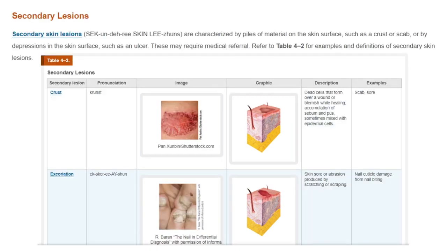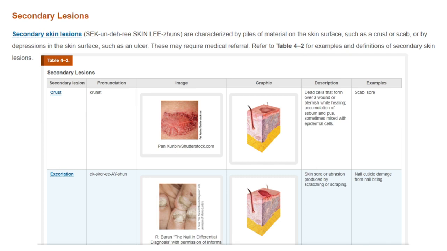Secondary lesions. Secondary skin lesions are characterized by piles of material on the skin surface, such as a crust or scab, or by depressions in the skin surface, such as an ulcer. These may require medical referral. Refer to Table 4:2 for examples and definitions of secondary skin lesions.